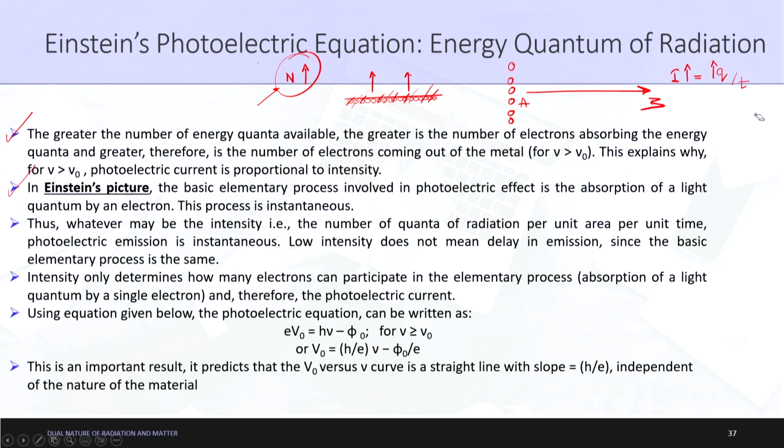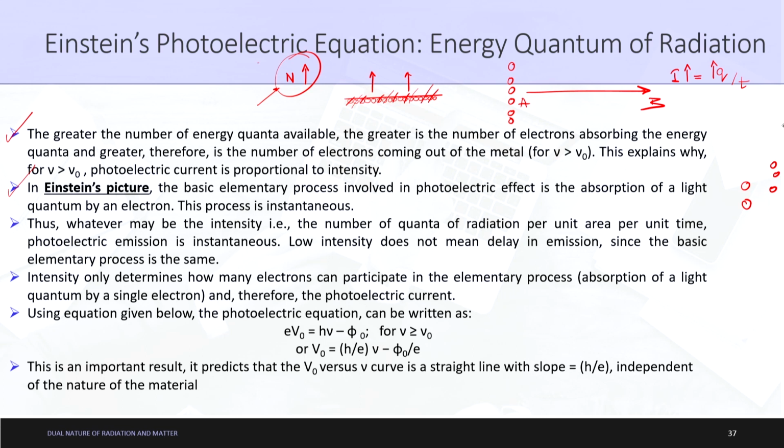Thus, whatever may be the intensity, that is the number of quanta of radiation per unit area per unit time, let me write it as n upon A into T, the photoelectric emission is instantaneous. Low intensity does not mean delay in the emission, since the basic elementary process is the same. If the intensity is less, the quanta will be, let us say, only 4. If the intensity is high, then the quanta will be, let us say, 10 or 8.